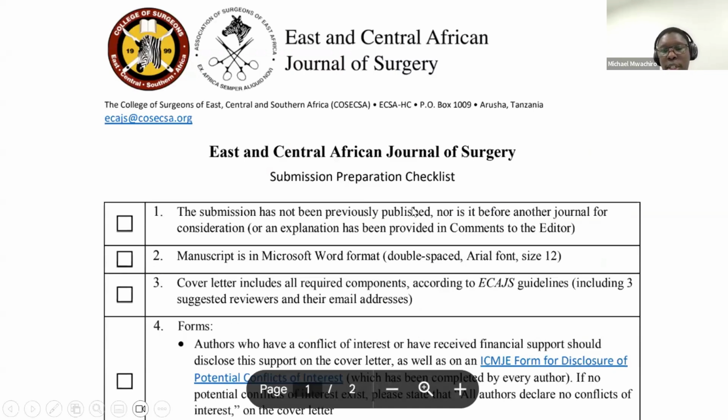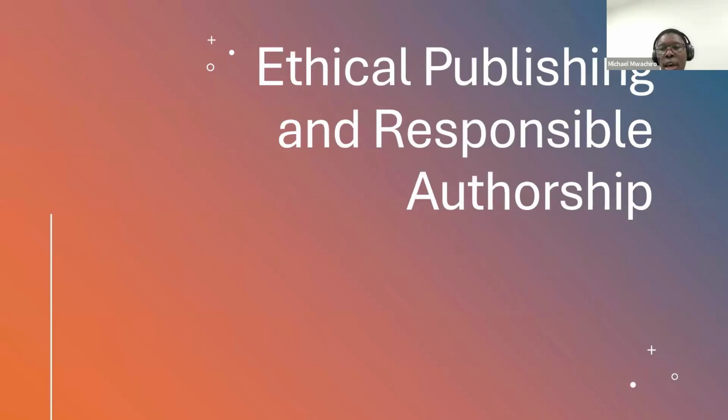And you can see here, I just took a screenshot of the top part. Has it been previously published? Is it in Word format? We've told you the font, the size, double spaced. Do you have a cover letter? Then disclosure forms, authorship criteria, conflict, and all of these different aspects. So you tick, tick, tick as you submit your checklist to the journal.